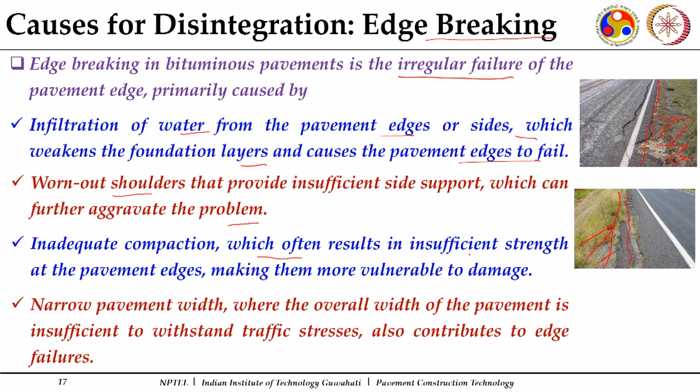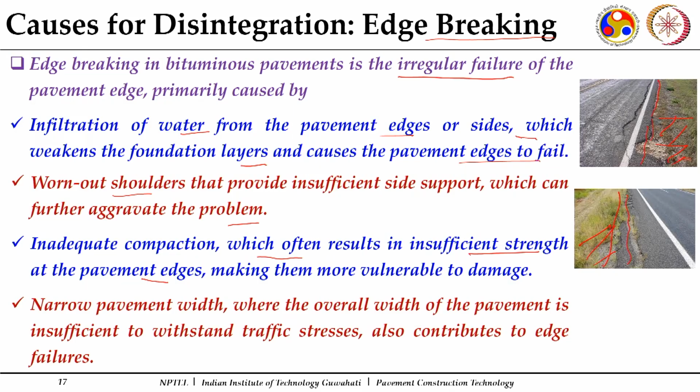Inadequate compaction: whenever the edges are compacted, the lack of confinement at the edges leads to a lower density. The material on the edges, if proper measures are not taken, gets compacted to lesser densities compared to the middle part of your carriageway. So this again leads to breaking of the edges.